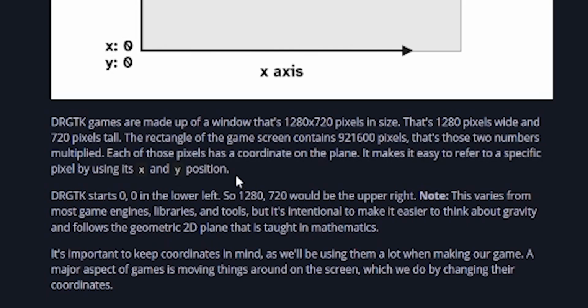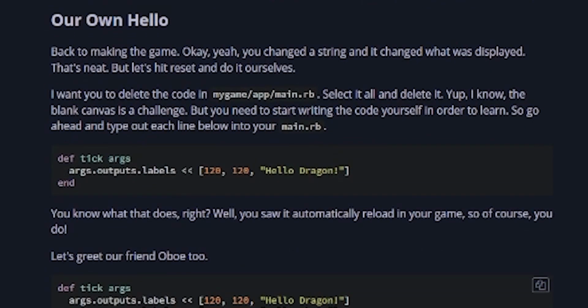1280, 720 would be the upper right. Note this varies from most game engines, libraries, and tools, but it's intentional to make it easier to think about gravity and following geometric 2D plane that is taught in mathematics. It's important to keep coordinates in mind, as we'll be using them a lot when making our game. A major aspect of games is moving things around on screen, which we do by changing their coordinates. Back to making the game.